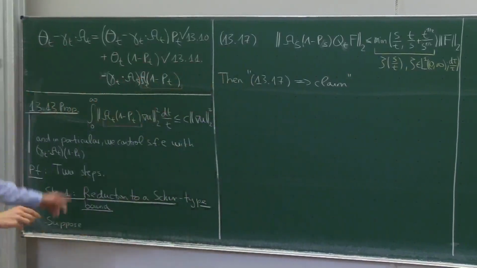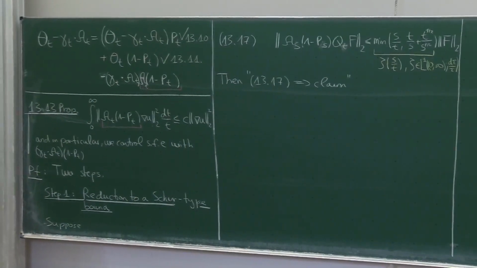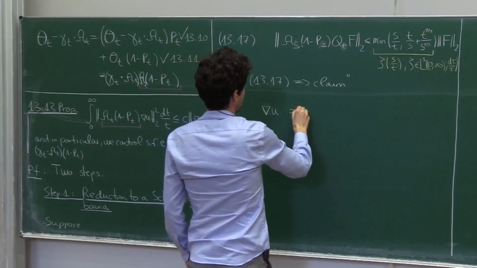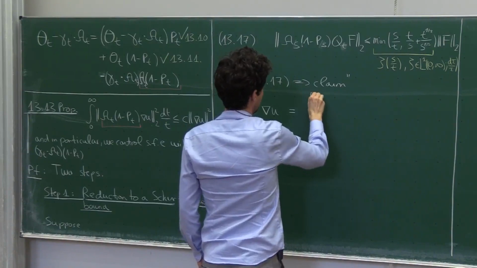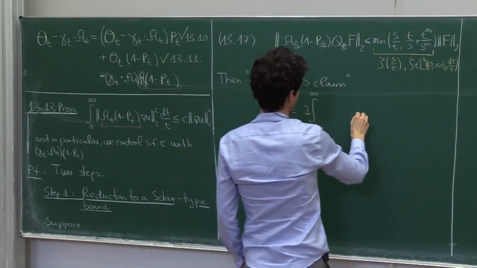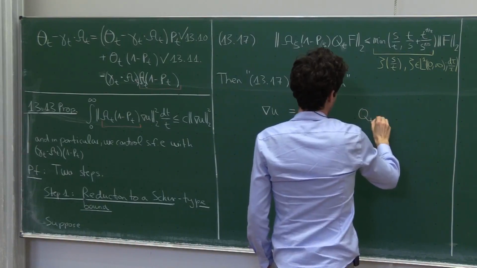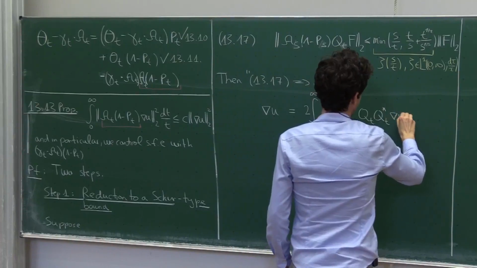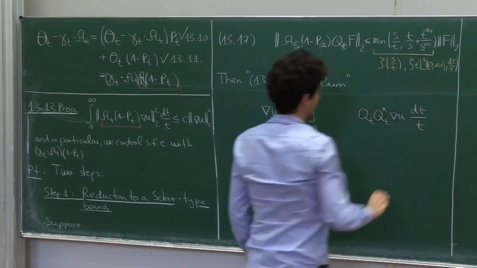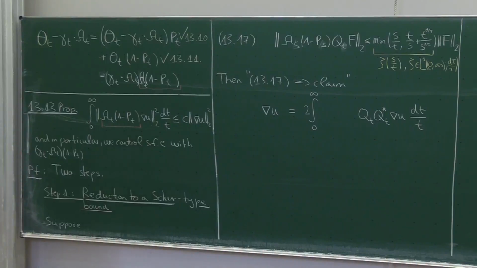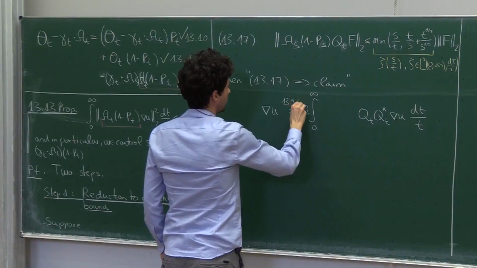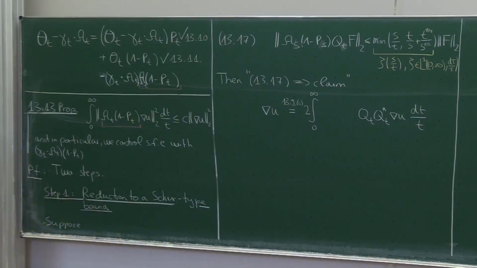Okay, to see that it implies the claim, I start with a reproducing formula. Okay, so I'm going to write gradient of u as the integral from 0 to infinity of Q_t star grad of u dt over t. Okay, and that was proposition or lemma 13.9.c. It was the Calderon type reproducing formula using the Q_t and their adjoints.